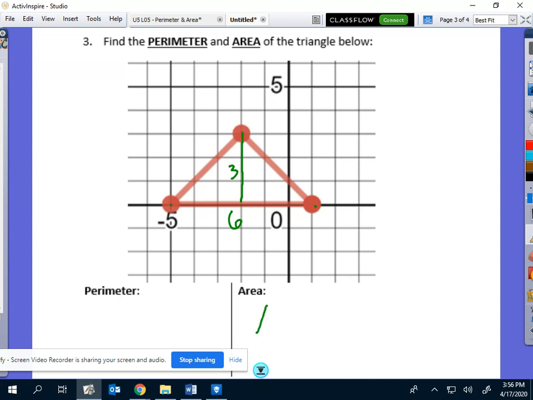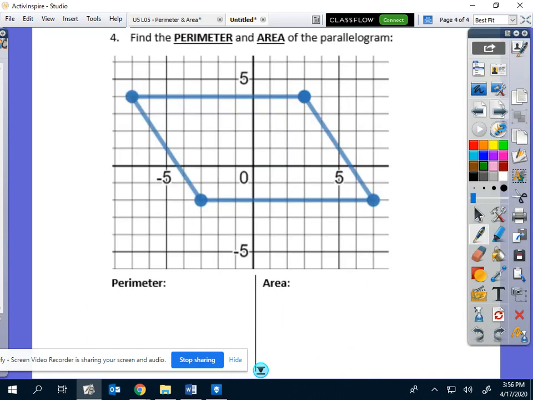So your area in this case is just going to be base times height divided by 2. So 6 times 3 is 18. 18 divided by 2 gives us 9, right? So 9 units squared. For the perimeter, we've already got our 6, but you now need to find these 2 lengths as well. So try that out, practice what we've been doing.